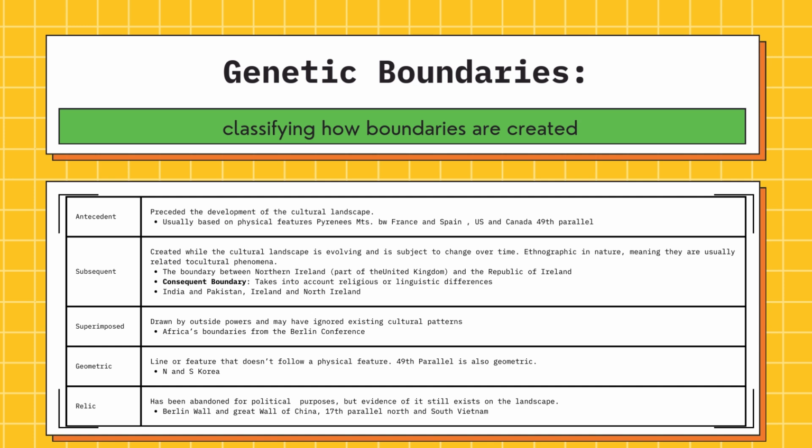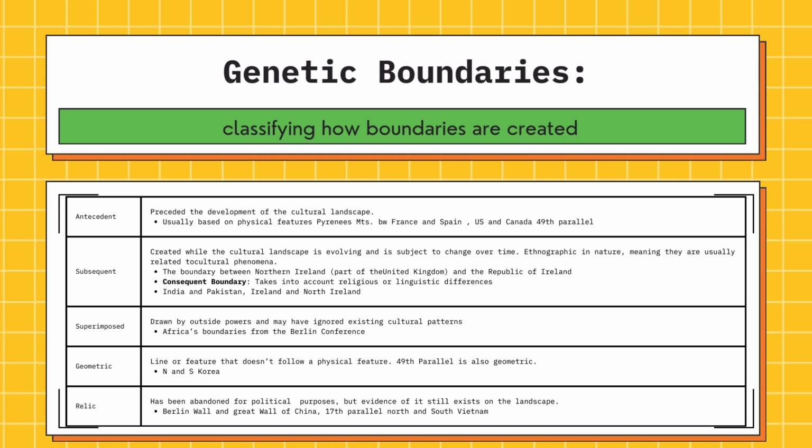All right, so types of political boundaries. We're going to break down these different types of boundaries. An antecedent boundary existed before people settled in the land. So, for example, the US-Canada border was drawn before most people even lived there. Subsequent boundaries are developed as cultures evolved. So, think of the border between Northern Ireland and the Republic of Ireland. They're shaped by historical events.